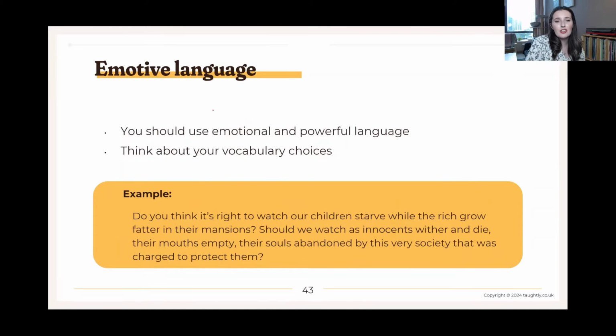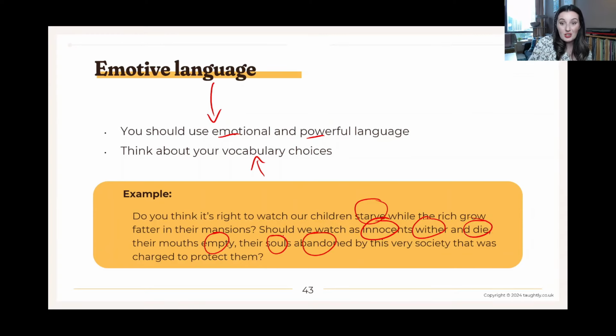And similarly, we can also use some emotive language, so emotional and powerful language, to try and create a response in the reader. To do this, really think about your vocabulary choices. Example, do you think it's right to watch our children starve while the rich grow fatter in their mansions? Should we watch as innocents wither and die, their mouths empty, their souls abandoned by this very society that was charged to protect them? So some emotive language in here: children starving, they are innocents, they are withering, they are dying, their mouths are empty, they've been abandoned, their souls, and that we as a society were supposed to protect them. So being quite dramatic and emotional in the language choices here.